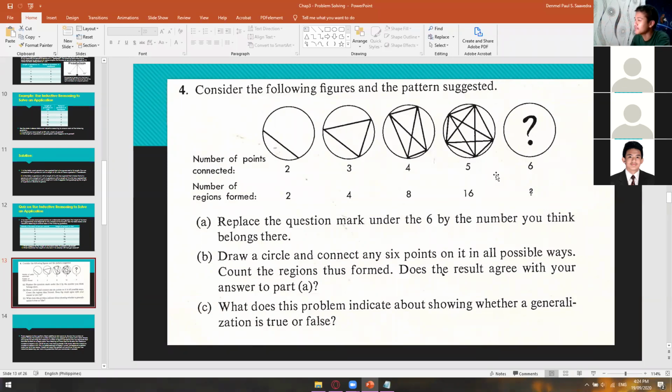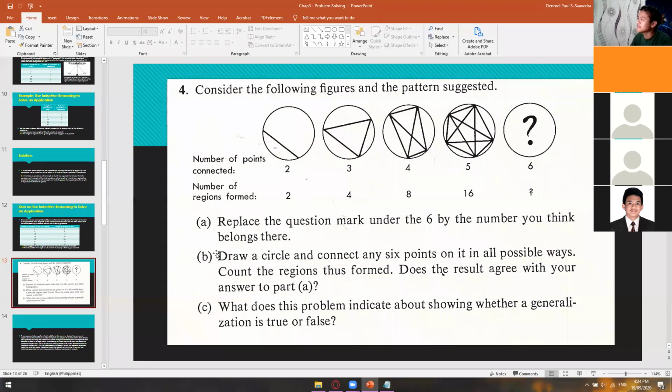So ibig sabihin, according to our examples, and then using inductive reasoning, assume natin is 32. Okay? Paano pa kapag 7 dots? So mas hassle na yon. I-assume na lang natin na 7 times 7 is 49, wherein sobrang hirap nang i-identify. Kailangan sobrang laki na ng bilog para mas madaling mabilang yung regions. Pero dito, actually, ang tamang sagot is 31.